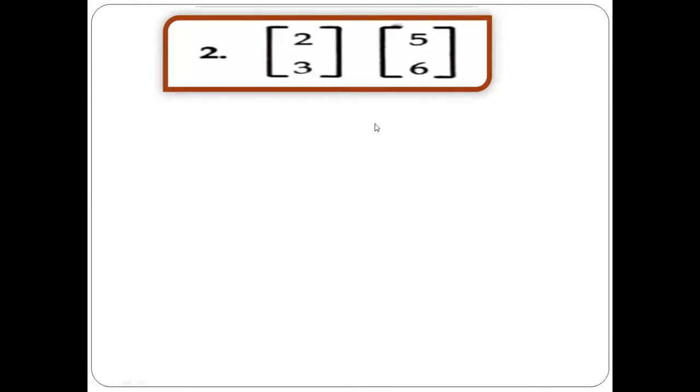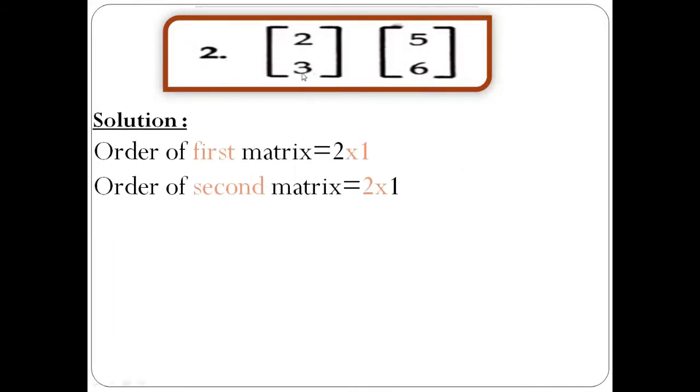Two matrices, the first matrix contains elements 2, 3 and the second matrix contains elements 5, 6. So first we will write the order of the first matrix: 2 rows, 1 column. And the order of the second matrix is also 2 rows, 1 column.